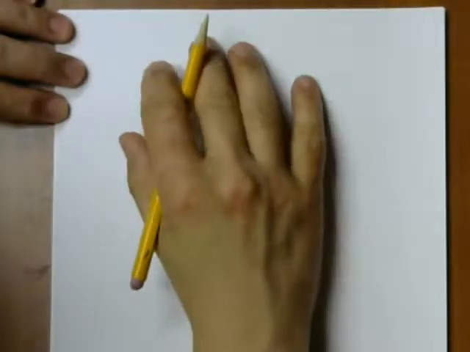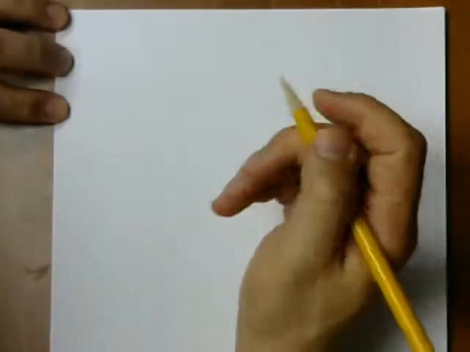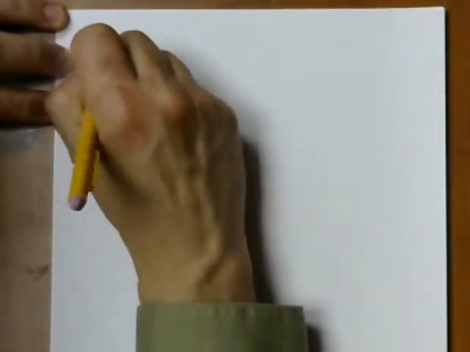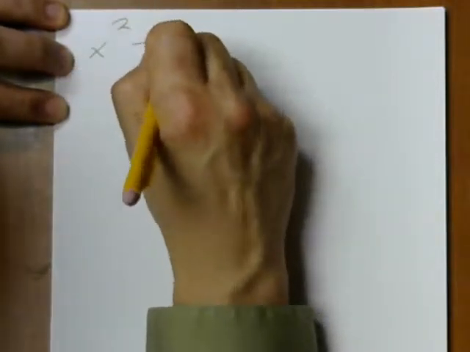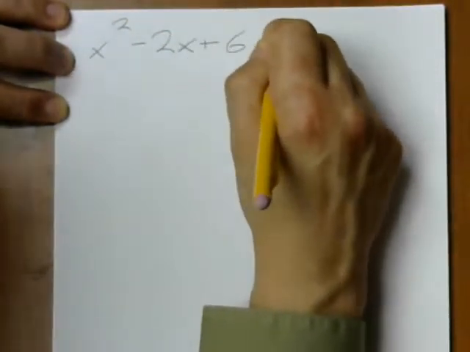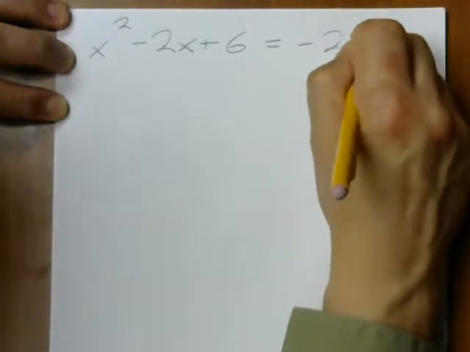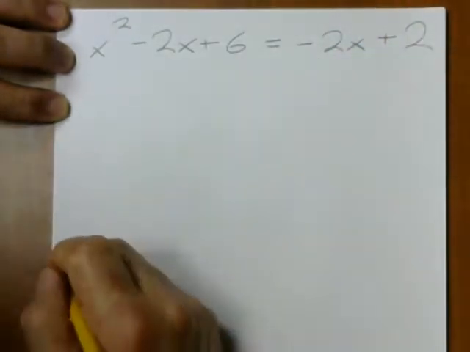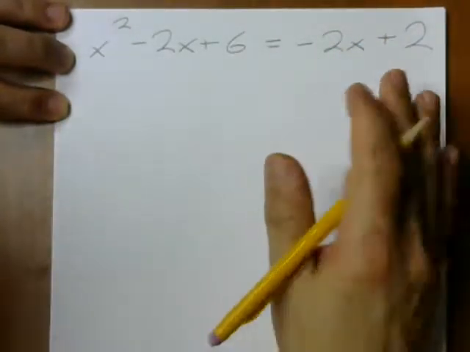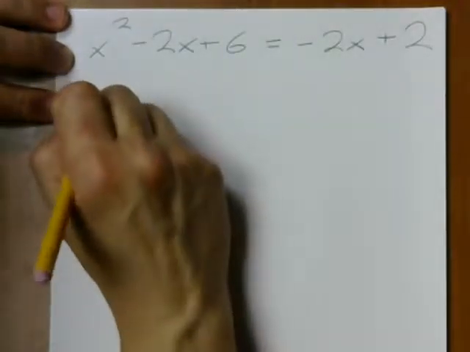Okay, so let's do a couple more quadratic equations. Let's start off with maybe x squared minus 2x plus 6 equals minus 2x plus 2. I want to solve this. Let's try moving things over to the other side.